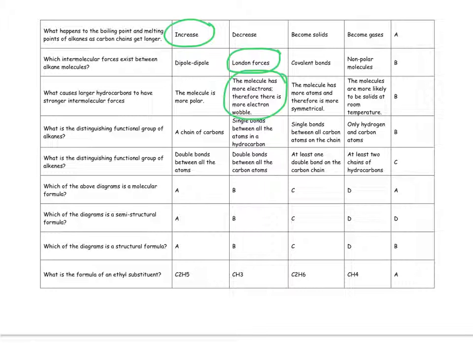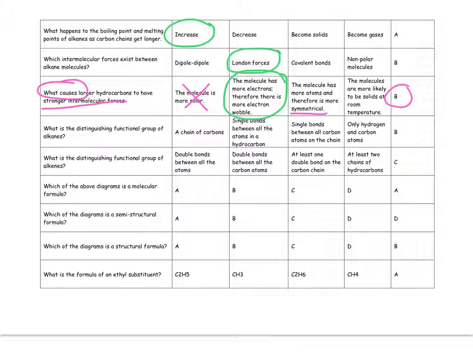Let's just look at the others. The molecule is more polar, while the hydrocarbons are not polar. The molecule has more atoms and therefore is more symmetrical. The more symmetrical it is, in fact, the lower the melting point is going to get, and the weaker the intermolecular forces will be. And the molecules are more likely to be solids at room temperature. It's a very nice story about strong intermolecular forces, but it's not what causes it. So B is your best answer.